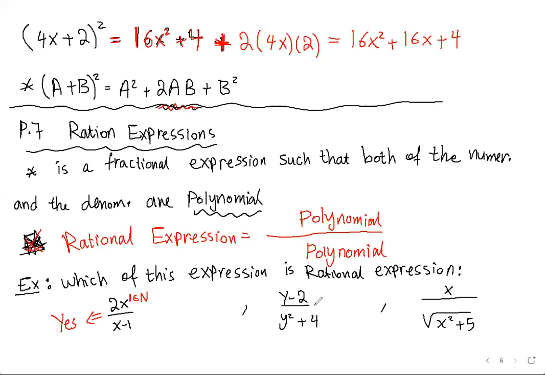For the second one, is it a rational expression? Yes. I asked myself, is the numerator a polynomial? Yes. Is the denominator a polynomial? Yes. Why? Because the 2 belongs to the natural numbers. Here I have 1, which belongs to the natural numbers. So this is a polynomial. So both of them are polynomials and this is a rational expression. So the answer is yes.